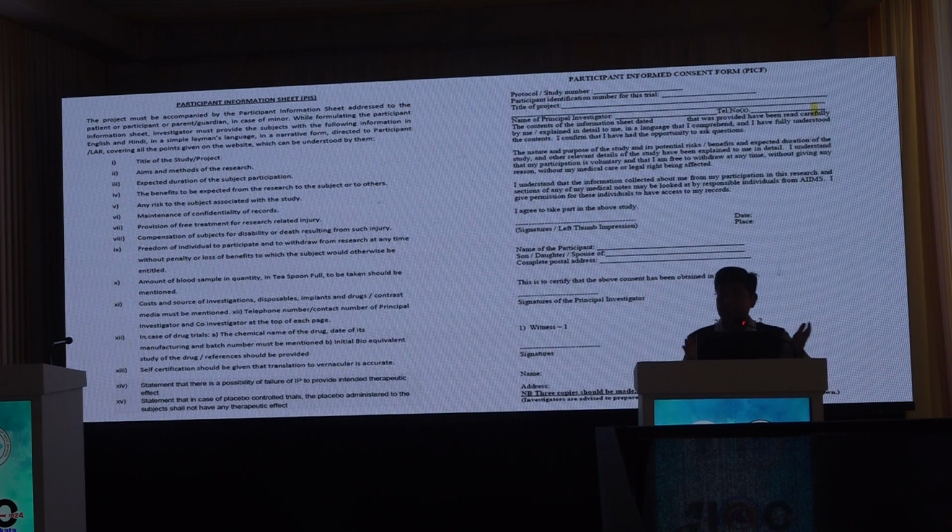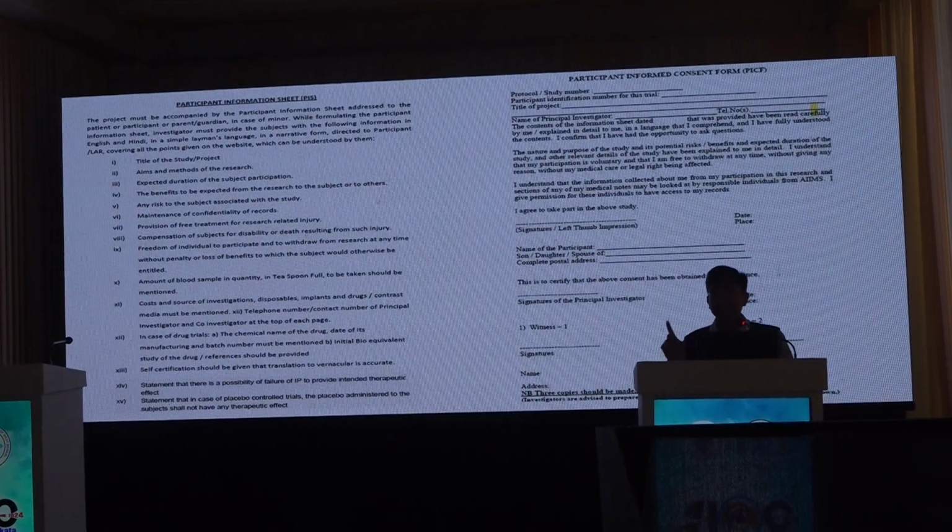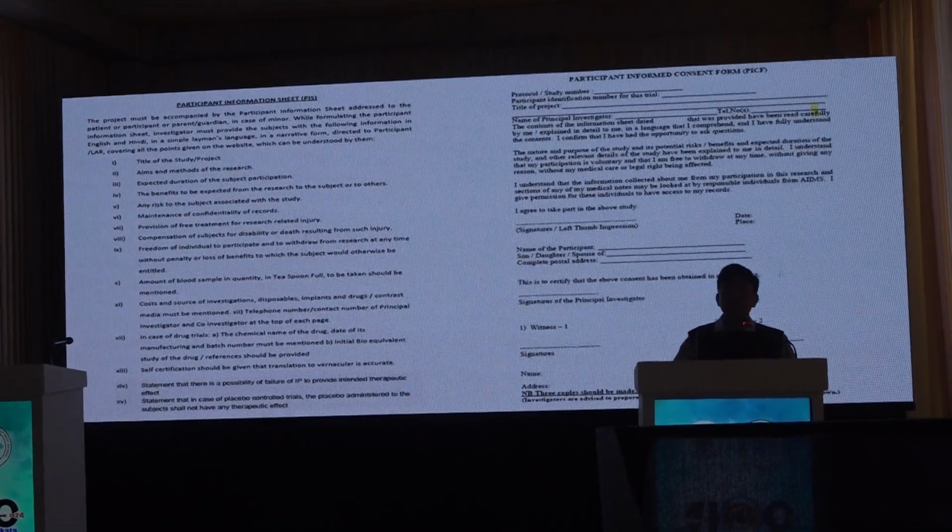Now, suppose it's a randomized trial with an intervention versus a control. The patient should know that if it's 2:1 or 1:1, there is a third or a 50% chance that he may not undergo any treatment. So these are important things that must be mentioned. You do not know which arm he's going to fall into, but it is mandatory that the patient should be aware of the fact, and only then is he taking an informed decision to enroll in the trial.